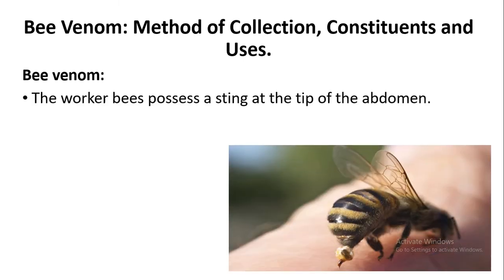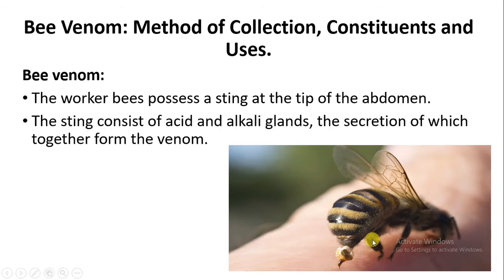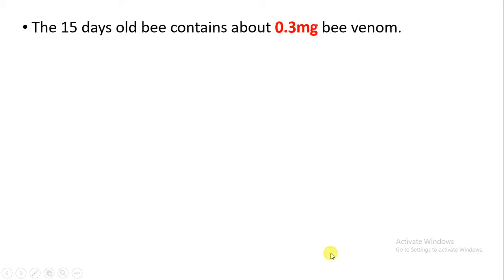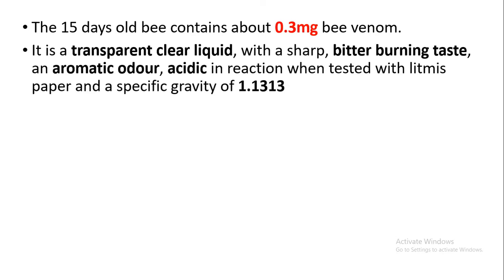The worker bees, and also the queen, possess a sting which is present at the tip of the abdomen. And this sting consists of some glands, that is the acid gland and alkali gland. So both of these glands secrete together and all together they form a venom. When the bees reach up to 15 days old, they can produce about 0.3 milligram of the bee venom.